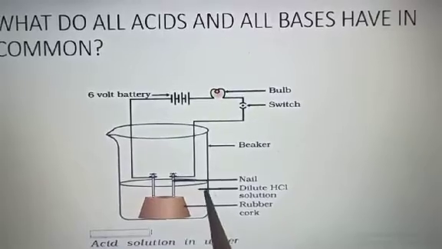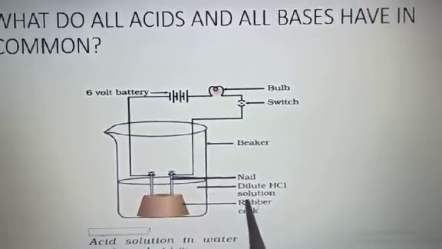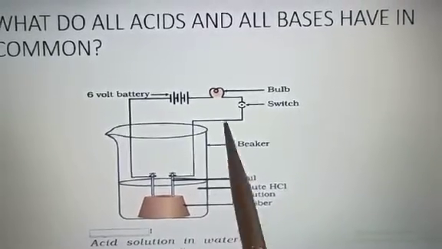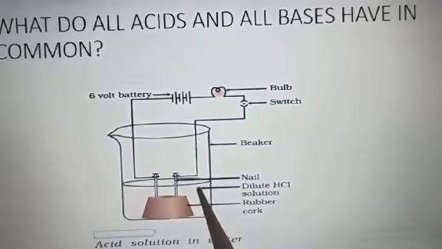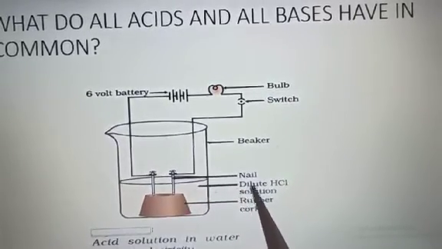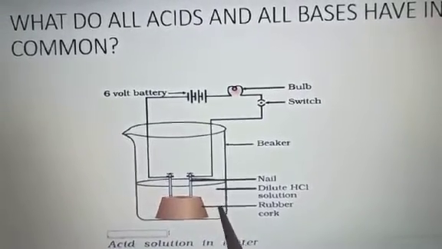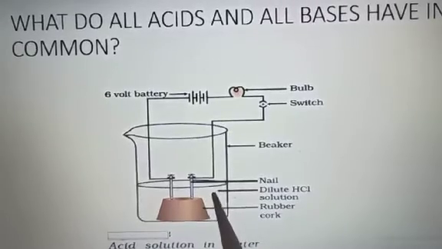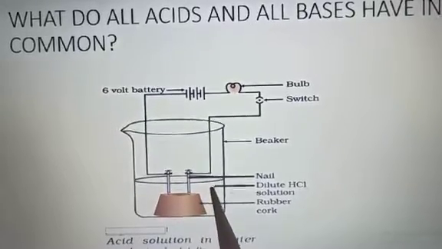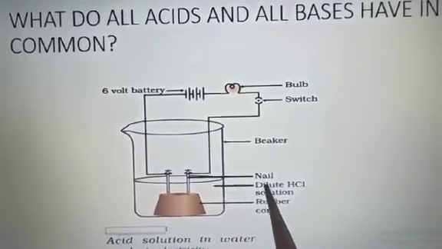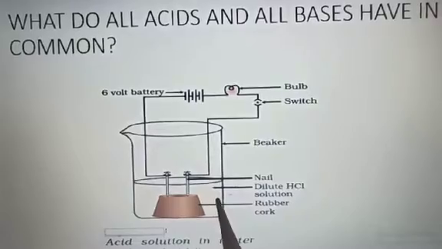And some dilute hydrochloric acid, that is HCl, is poured in this beaker. When this HCl is poured in the beaker, you can see that the bulb is glowing. So why is the bulb glowing? Because when you are making a dilute solution of HCl, means HCl is in water, an aqueous solution, and you are attaching it with the battery, then HCl dissociates into its ions, that is H+ ions and Cl- ions.